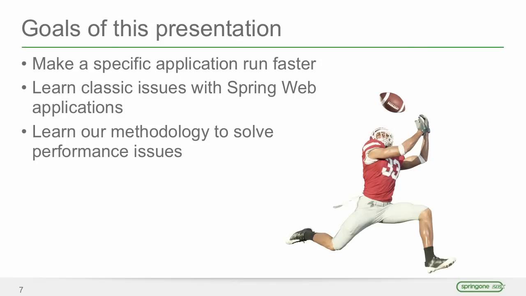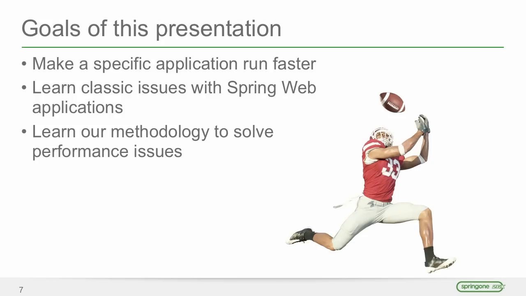Okay, so what are the goals of this presentation? We've got 3 goals. The first one is to make a very specific application run faster. So that's the Spring Petclinic. It's not that interesting to make that application run faster because nobody's going to use it in real life. It's not a real application. It's just a base for us to start working and see how we can improve performance of a Spring application.